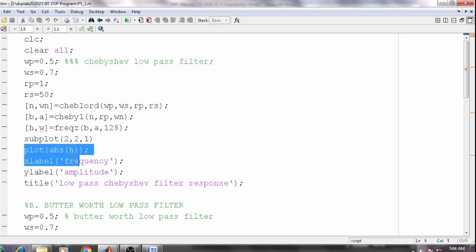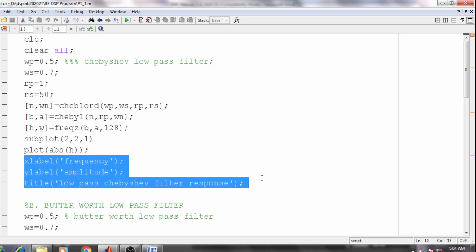Out of that, only the magnitude plot is drawn. Here we are utilizing a subplot concept. In this subplot, a 2 by 2 matrix is shown, and in that matrix the Chebyshev low pass filter is represented at the first place. So it is the first low pass filter, and here the title as well as X label and Y label is given. Getting this?